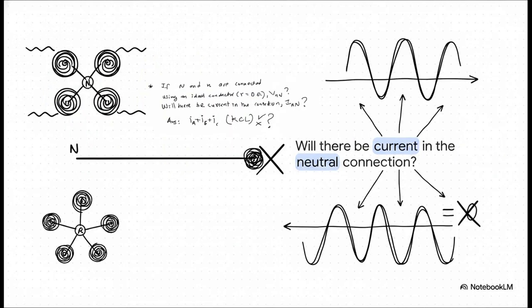Okay, I've got another quick thought experiment for you straight from the source material. Imagine a perfectly balanced star-connected generator and a perfectly balanced star-connected load. If you run an ideal conductor from the central neutral point of the generator to the neutral point of the load, will any current actually flow through that connection? Well, if we use Kirchhoff's current law, we know the sum of the currents from three perfectly balanced phases dumping into that neutral node is exactly zero. So, theoretically, no current at all.